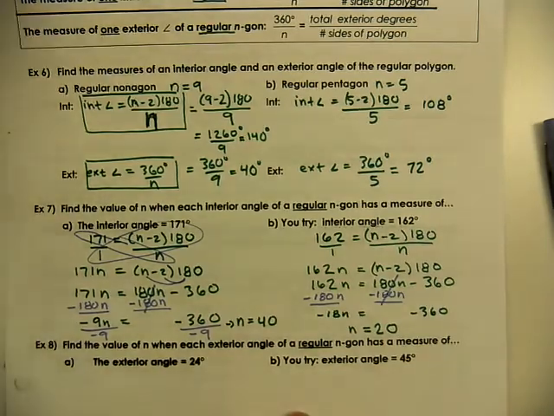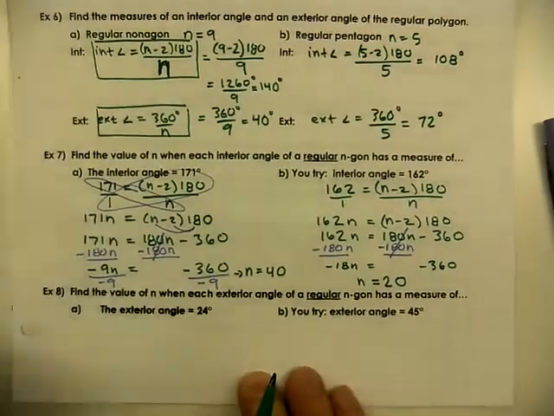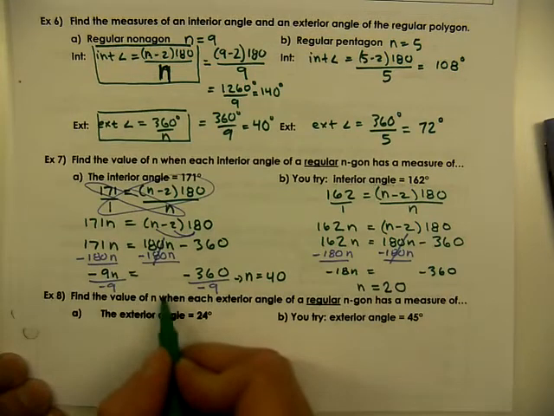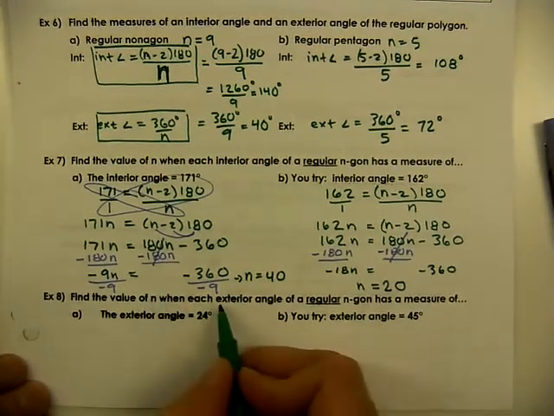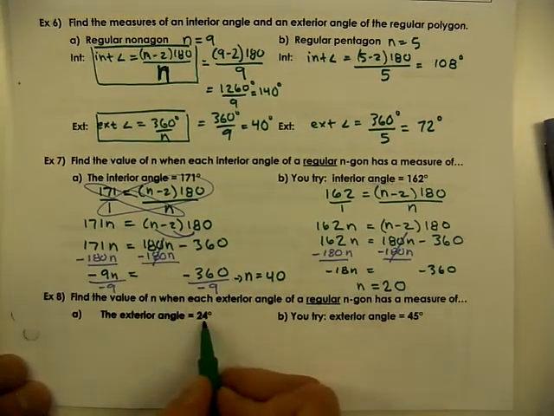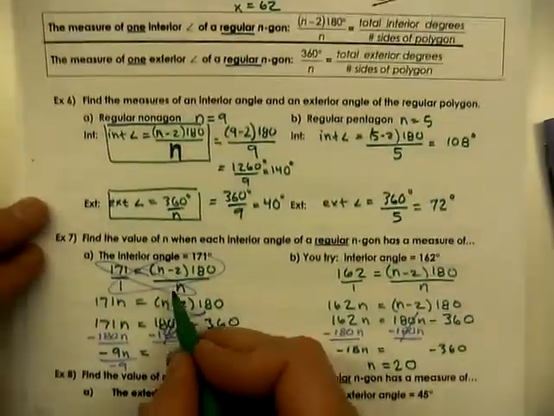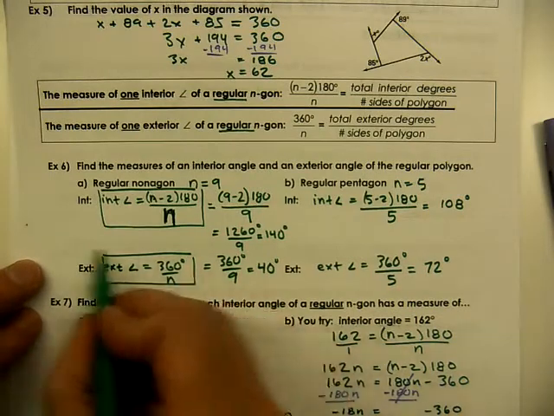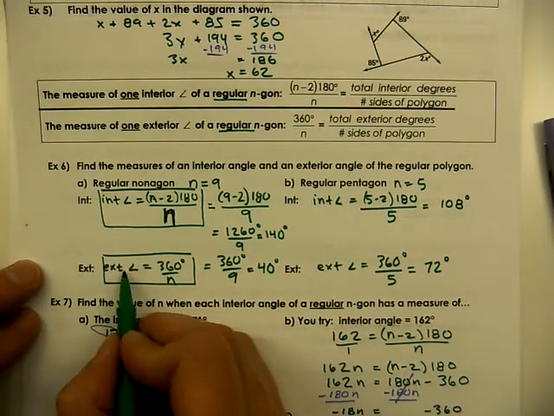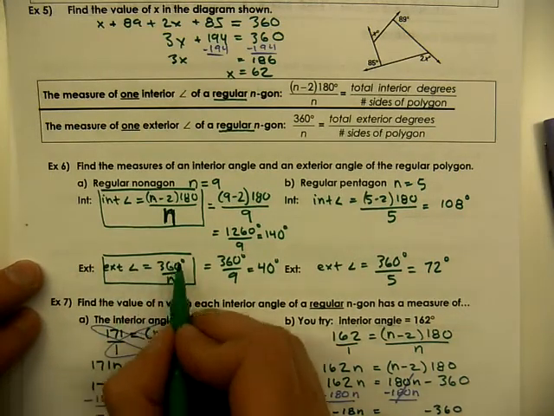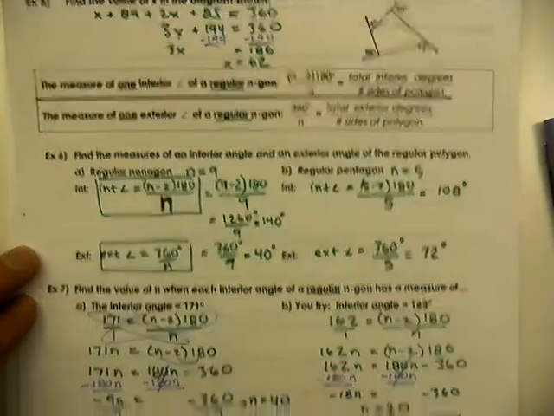There on example number 8. Same idea. We want to find n. How many sides does it have? This time it's an exterior angle that they give us. It's still a regular polygon. So go back up to this formula right here. One exterior angle is equal to 360 divided by n. That's what we want to use here.